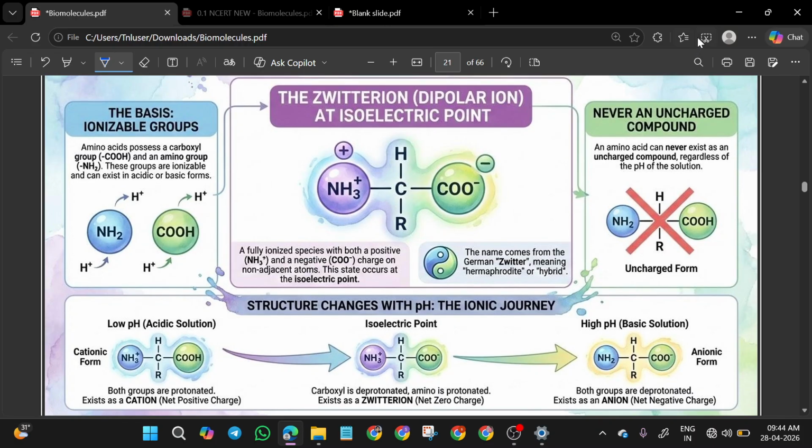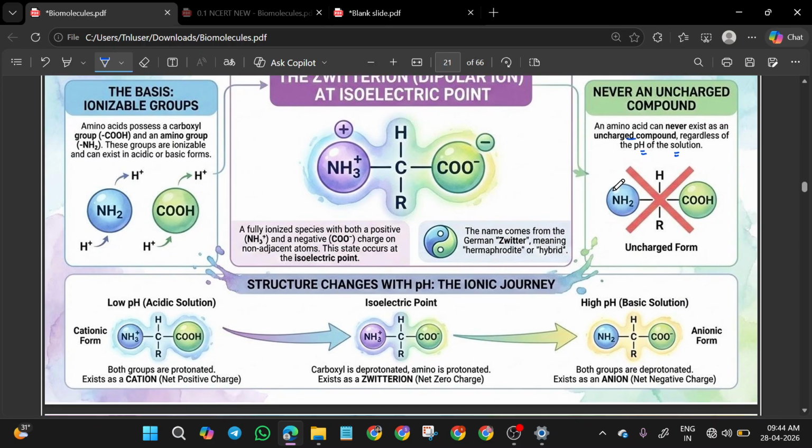So the Zwitter ion is never an uncharged compound, and an amino acid can never exist as an uncharged compound regardless of the pH of the solution. There is no chance of it being uncharged; there will be some charge. It may be present as neutral overall, something like that, but never uncharged, because we have the amino group and these things present. I think this is also clear.